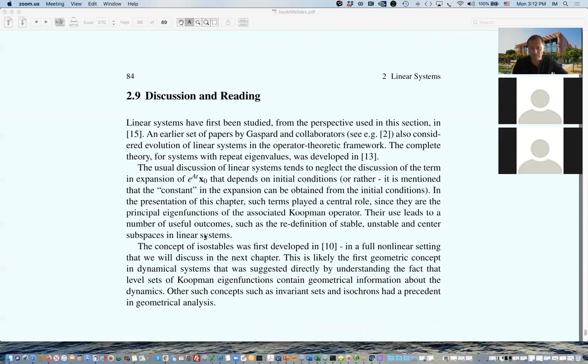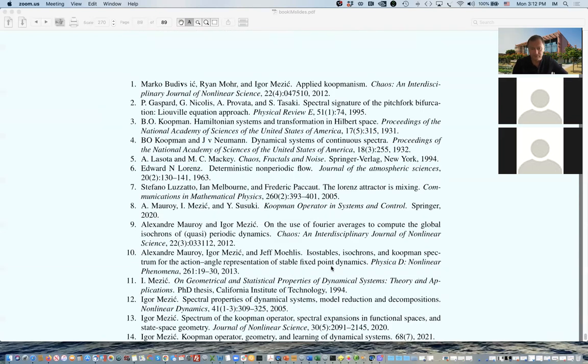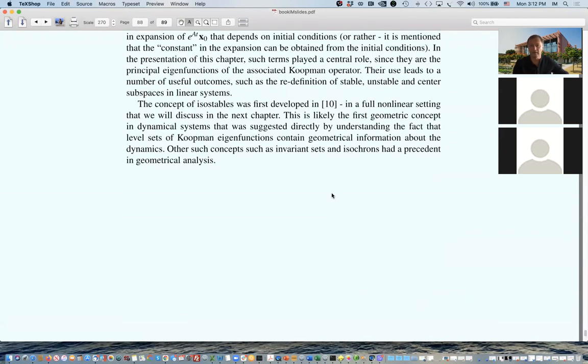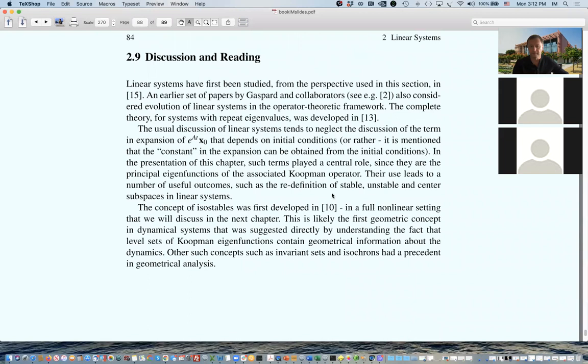And then the isostables, the concept of isostable itself was developed in this paper 10 here for the first time. It was named in that paper. And as I said, what is interesting about it is that it's the first geometrical concept in dynamical systems that strictly comes from considerations using Koopman operator theory. I will talk about isochrons a little bit later on in more detail, but those geometric objects had a precedent in geometric analysis of dynamical systems. The concept of isostables really didn't.